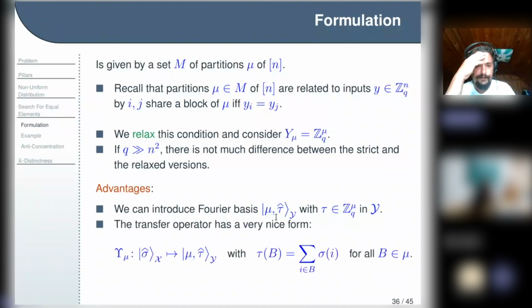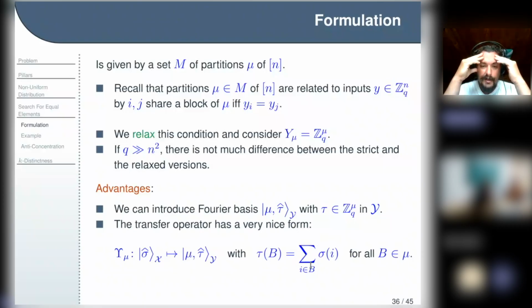The nice thing is that there is a very nice transfer operator between the Fourier basis of x and the Fourier basis of y, which is just the tau of b. Tau is a Fourier basis on this mu, where mu consists of blocks, and each block is a subset of input indices. So the tau of b is just the sum of all elements in the block of sigma_i. The details are not so important, but there is this very nice connection, and that's why I'm using this relaxed version.